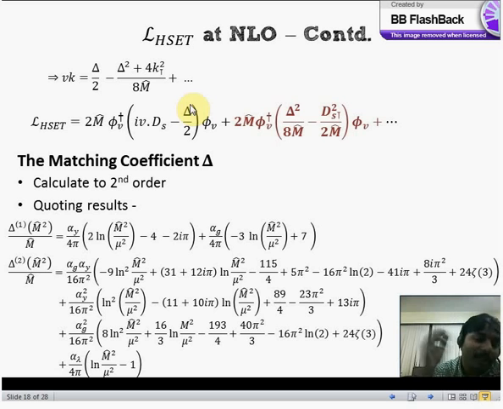You have to match it to the full theory. You have to do the whole calculation, the full theory and the effective theory, and then match. Then we get these expressions. Again, this expression is something I quoted earlier. This expression is taken from the paper, and you can see that this one is an order higher than delta 1. So the LHSET over here is not exactly the thing that we're looking for.